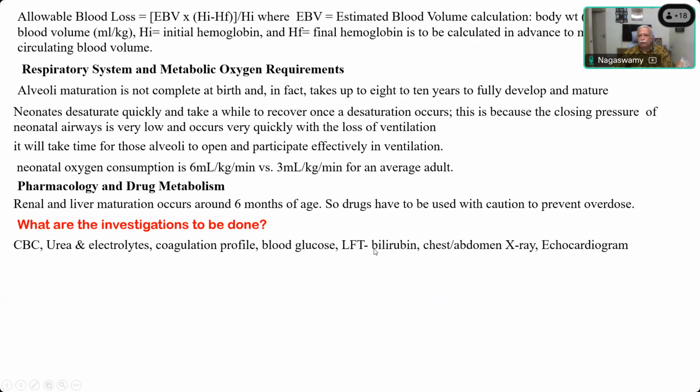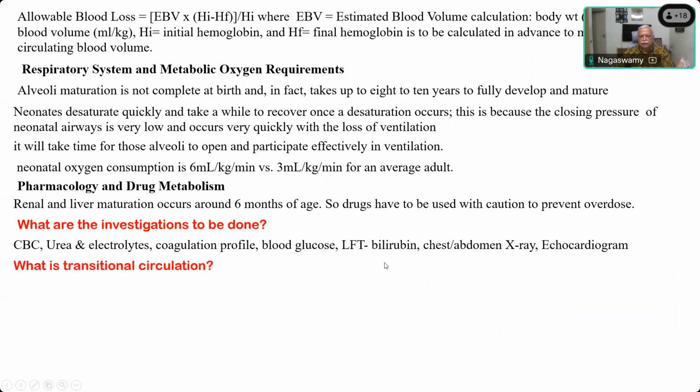Why? What is the reason? Physiological jaundice may be there. So that has to be assessed by checking the bilirubin. You have to take a chest and abdomen X-ray, and an echocardiogram to rule out any occult cardiac or pulmonary defects.